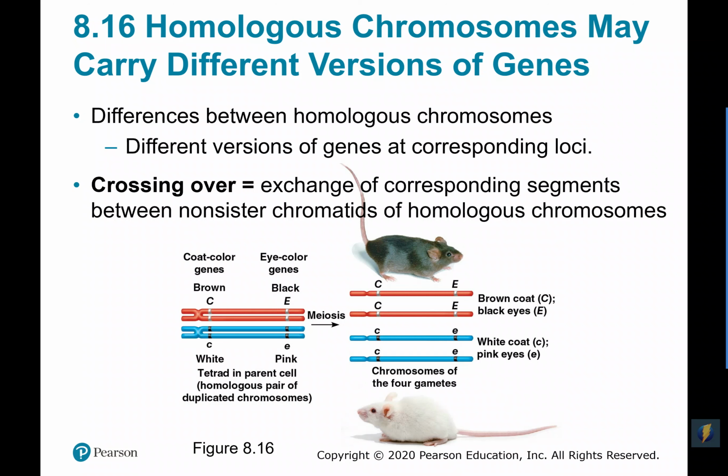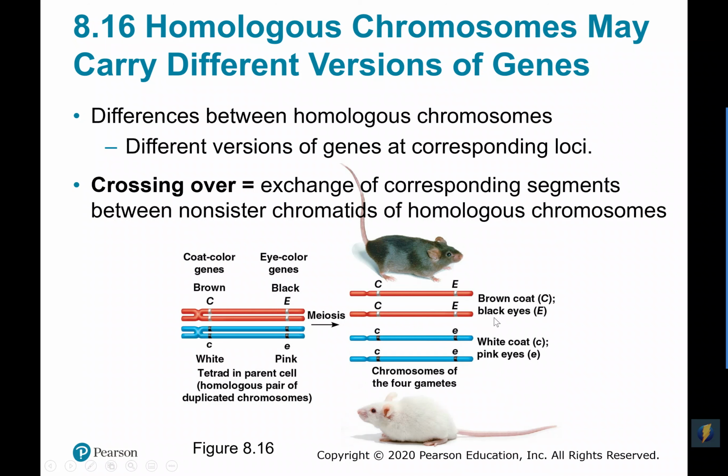So there do exist differences between the homologous chromosomes. Even though they're carrying information for the same trait, they may not be carrying the same version of that trait. Here you can see at this locus, we have the genes for the color of the rat's coat, and here we have the loci for the eye color for these rats. And they're going to independently assort, and the resultant offspring can have any combination here.